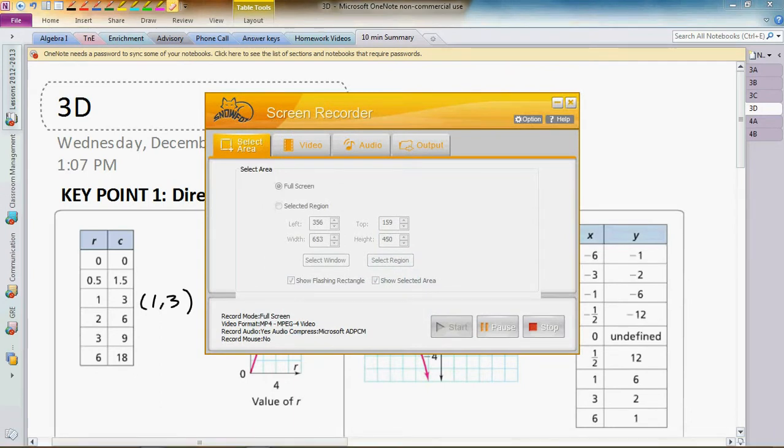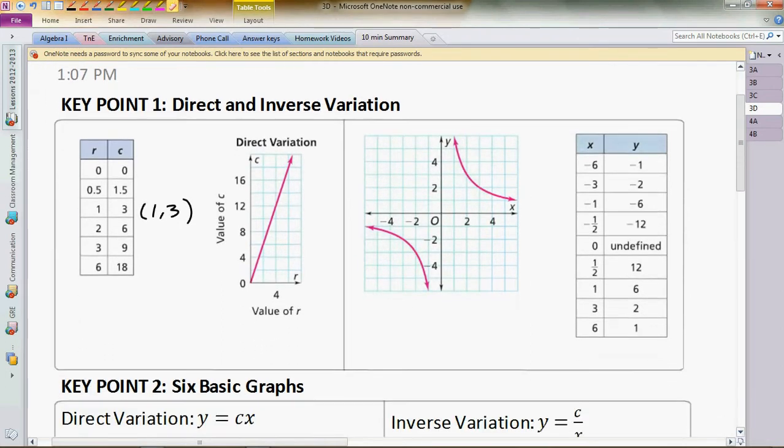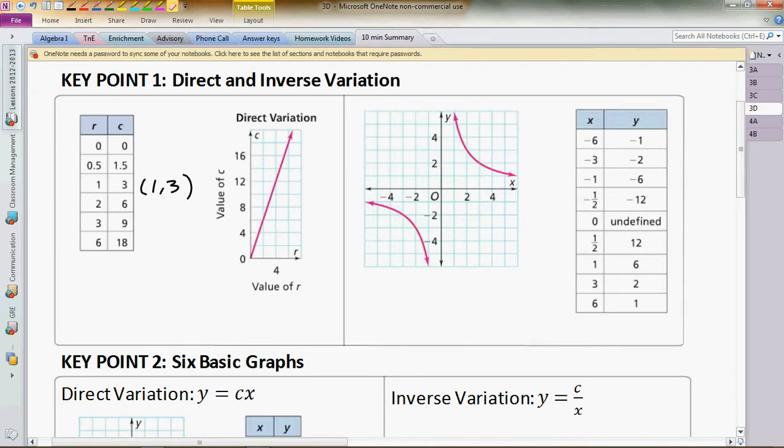This video is 10 minutes summary of investigation 3D. So the first key point we went through in this investigation was direct and inverse variation, and let me explain what the direct variation is.